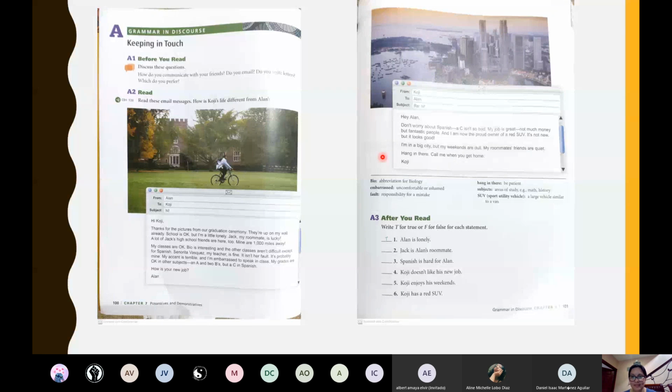Abby? Jenny. Okay, help me reading this part. The part of Koji answering to Alan.